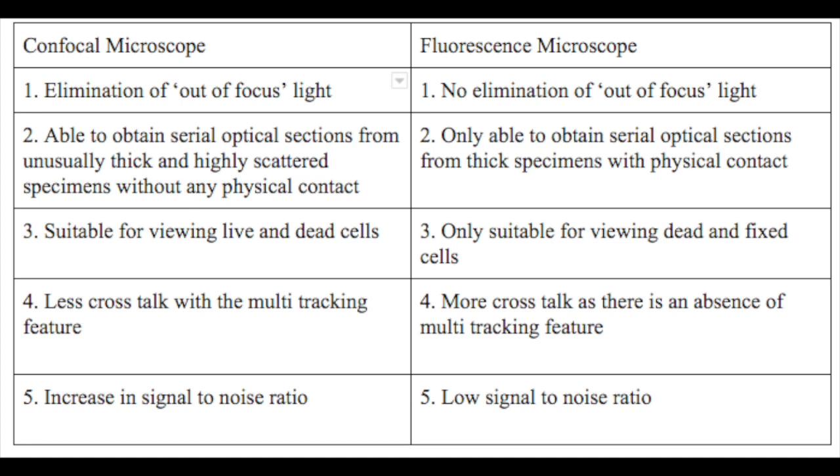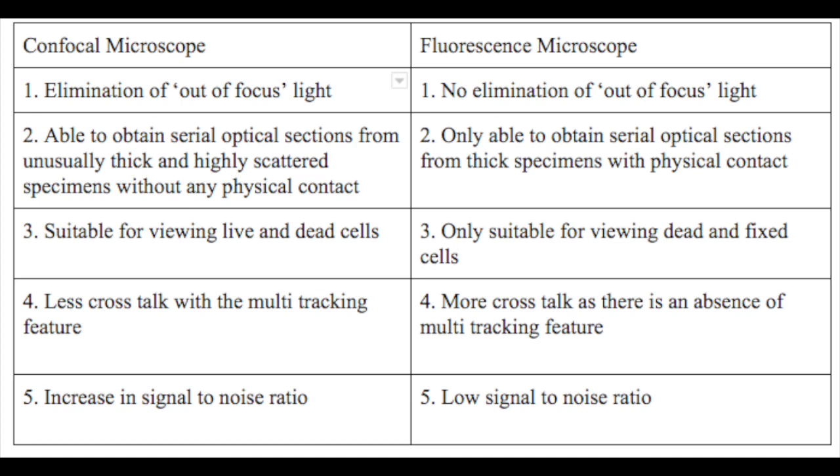Here are the comparisons between the confocal microscopes and the fluorescent microscopes. Firstly, the confocal microscope can eliminate the out-of-focus light through the excitation pinhole and the emission pinhole. However, the fluorescence microscope cannot eliminate the out-of-focus light. Secondly, the confocal microscope is able to obtain stereooptical sections from unusually thick and highly scattered specimens without any physical contact. However, the fluorescence microscope is only able to obtain stereooptical sections from thick specimens with physical contact.